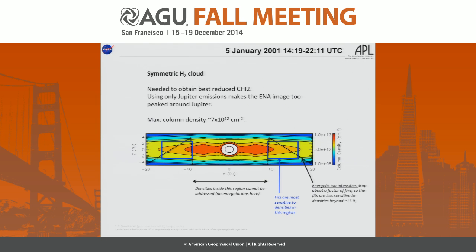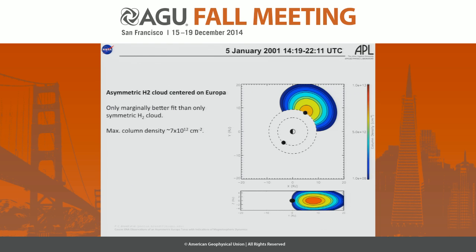A couple of points that we need to re-emphasize here is that within this region here, we can't say anything because there's no energetic ion intensities, remember. And then also outside about 15 RJ or so, the energetic ion intensities do go down, so the fits are very insensitive to what is going out here in terms of neutral densities. So it's really these boxes that we need to look at and that the fits are sensitive to. So this is the asymmetric H cloud that we put centered on Europa.